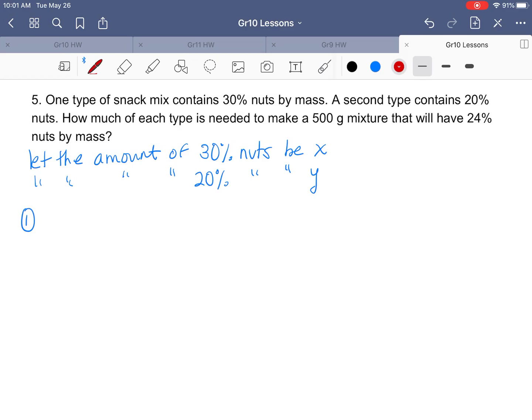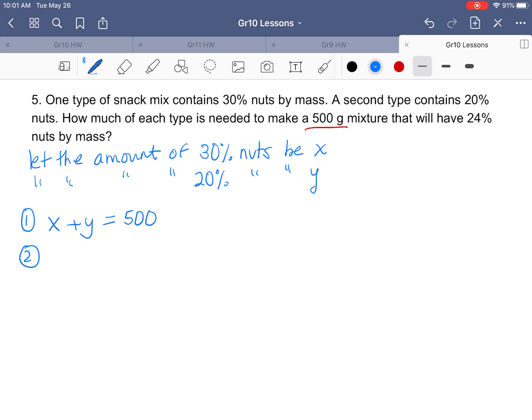So our first equation is going to take into account the amount. So we know that we need a 500-gram mixture in the end, and so we need to know how much of each of these other snack mixtures to use. So we're going to do x plus y is equal to 500, right? So some amount of the mixture that is 30% nuts, some amount of the mixture that is 20% nuts, add them together and get 500 grams.